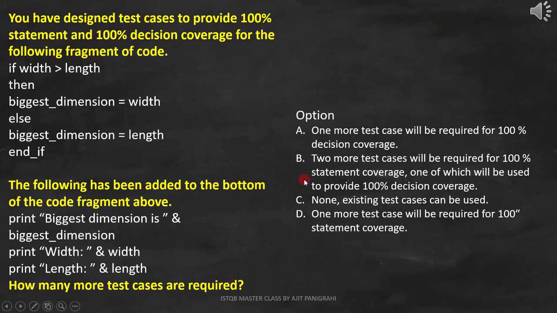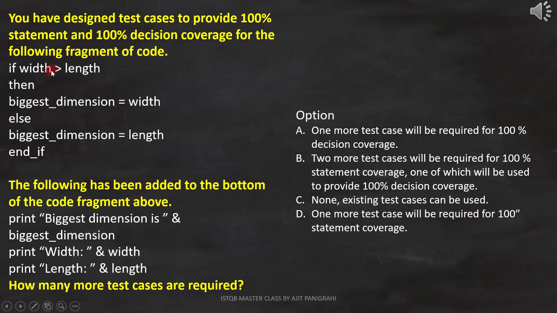These are the options. A. One more test case will be required for 100% decision coverage. B. Two more test cases will be required for 100% statement coverage, one of which will be used to provide 100% decision coverage. C. None. Existing test cases can be used. D. One more test case will be required for 100% statement coverage.